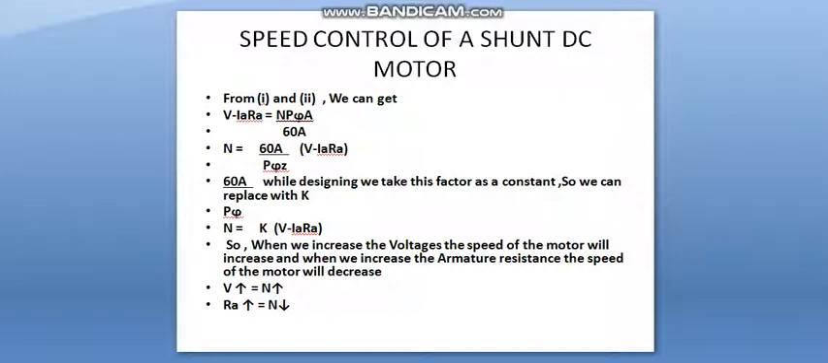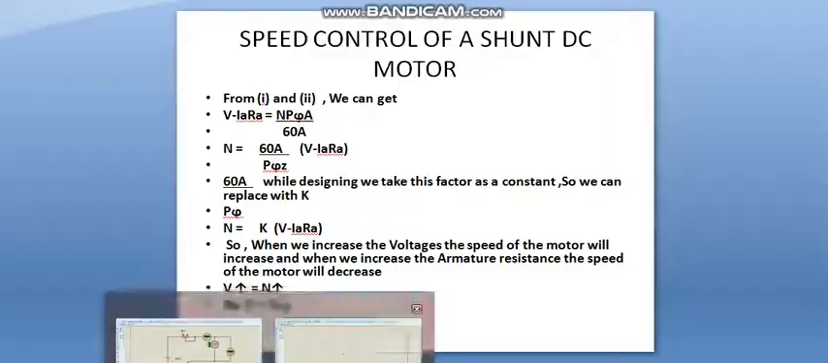From this equation we can conclude that when we increase the voltage, the speed of the motor will increase, and when we increase the armature resistance, the speed of the motor will decrease, because the armature resistance factor is in negative, increasing in negative. So the speed of the motor will increase when we increase the voltage, and decrease when we increase the armature resistance. Now we are going to implement this on Proteus.